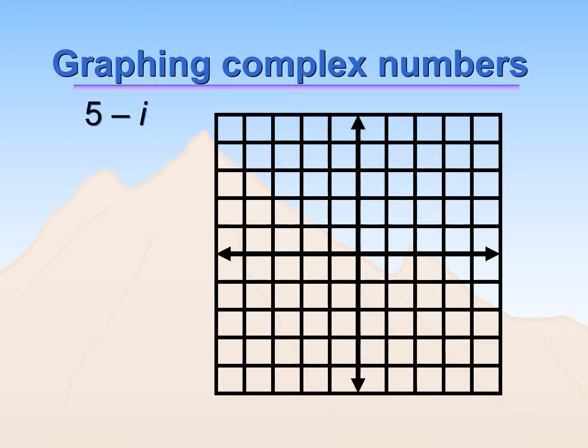5 minus i, so our real part is 5, which means we'll go to the right 5, and then our imaginary part is -1, so we'll go down 1, leaving our complex number right here on the complex graph. For 3 plus 4i, we'll go to the right 3 and up 4, and our complex number will be here on the complex plane.